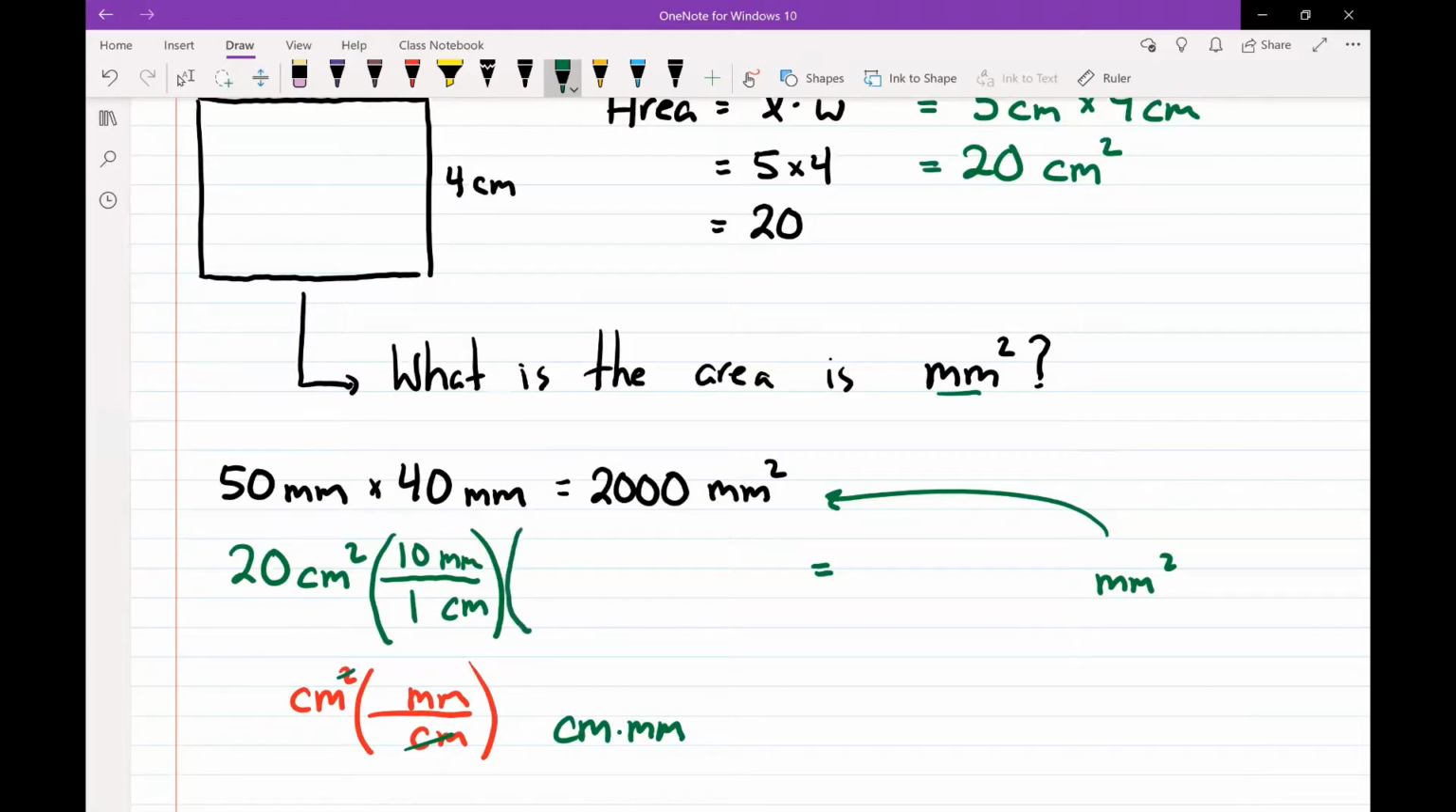So I want millimeters squared, so I've got to get rid of the other centimeters. I'm going to use the same conversion factor again, so I'm going to times it twice here. I'm going to times it by 10 millimeters over top of 1 centimeter again.